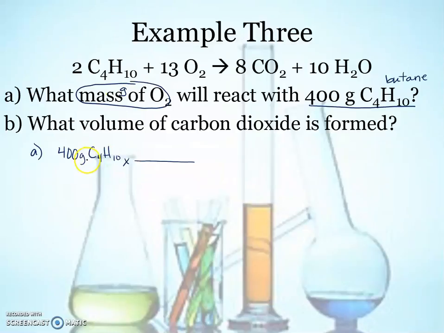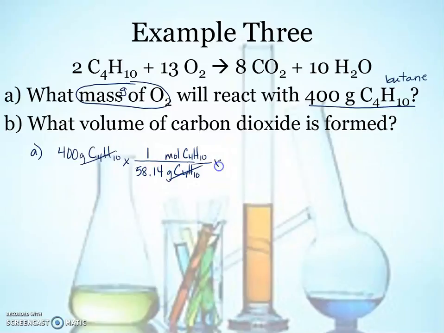So we have to go from grams to moles to moles to grams. So we're going to put grams of butane at the bottom, moles of butane at the top. Okay, and that would be 1, and then we need 12.01 times 4 plus 10.10 gives us 58.14.